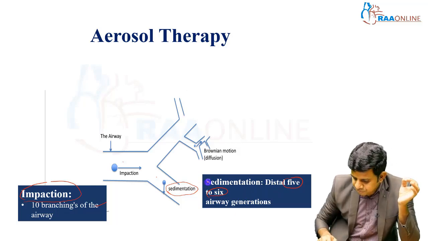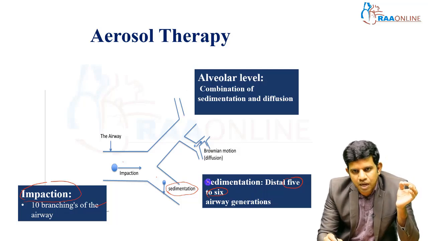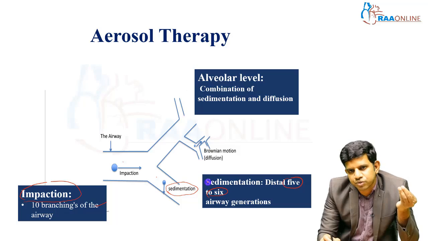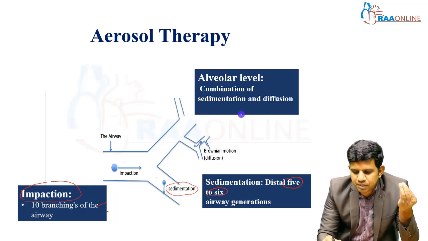The third one is the diffusion method at the alveolar level. At the alveolar level, the flow will be further decreased. So the aerosols will reach the alveolar level by a combination of sedimentation and diffusion. For example, in most critical care settings, you have to reach the alveolar level with the drug. At the alveolar level, the flow will be low and the particles will be smaller. So only smaller particles reach the alveolar level.